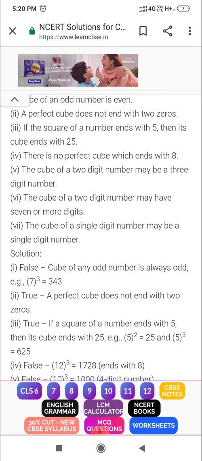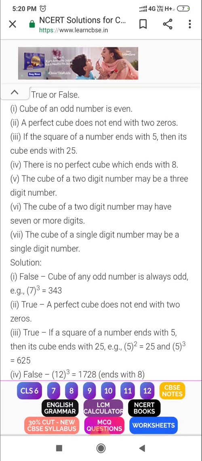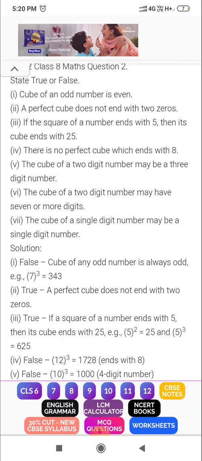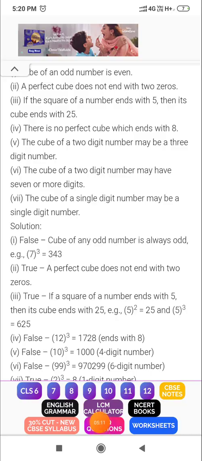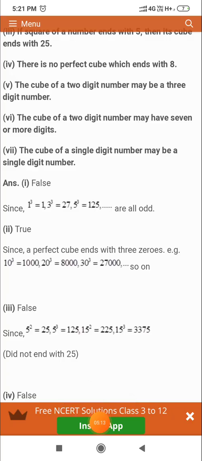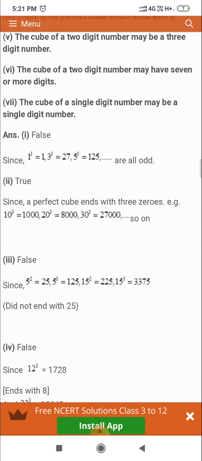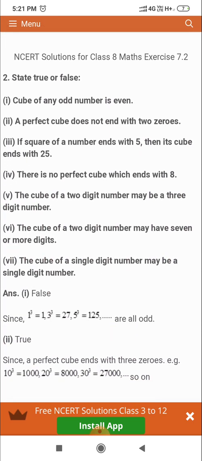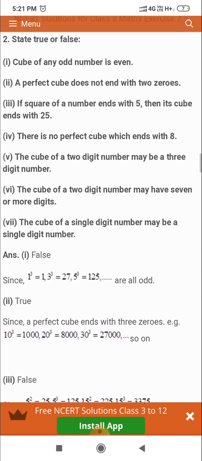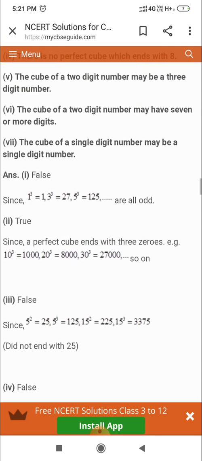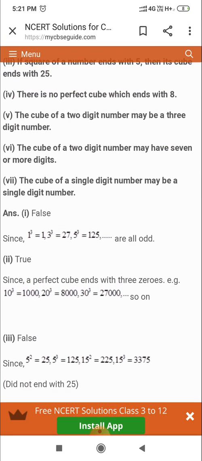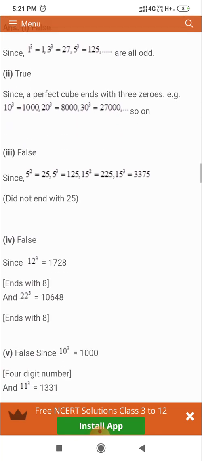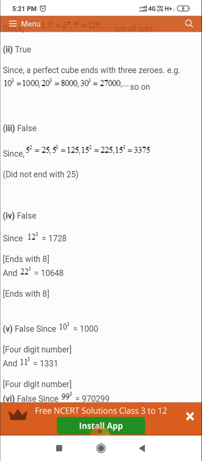Next is: a perfect cube does not end with two zeros. The second part of this question is true, since a perfect cube ends with three zeros. The third part of this question is false. If the square of a number ends with 5, then its cube ends with 25, so it is false. The fourth part is: there is no perfect cube which ends with 8, so it is also false.